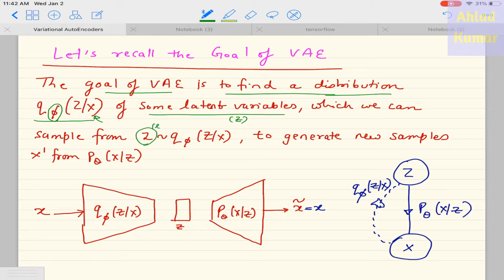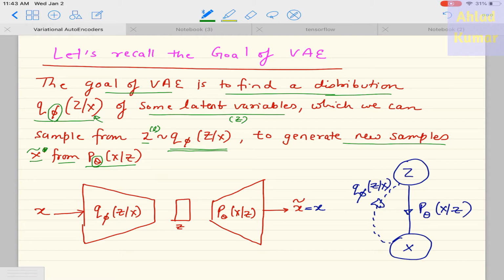We will sample the values of z, and we denote it by z superscript L. So we are sampling z from this distribution which we have to learn, and once it is done, we will generate new samples x hat or x tilde from p_theta(x|z). Please note that theta is again a learnable parameter which we will learn through neural networks. So let's see what this statement is saying.